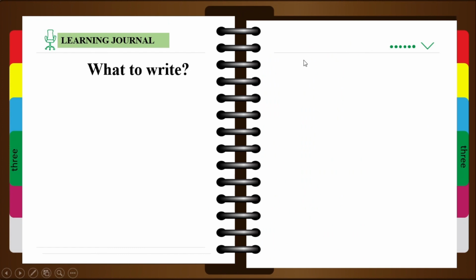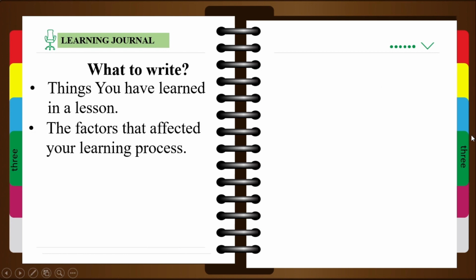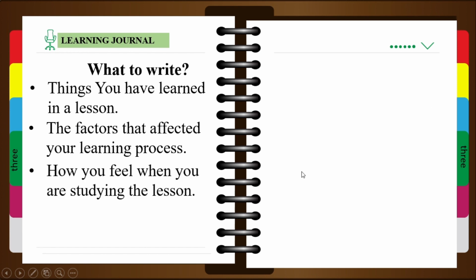So what to write in your learning journal? You can write the things that you have learned in the lesson, the factors that affect your learning process, and how you feel when you are studying the lesson, and you can also reflect on what you have learned.